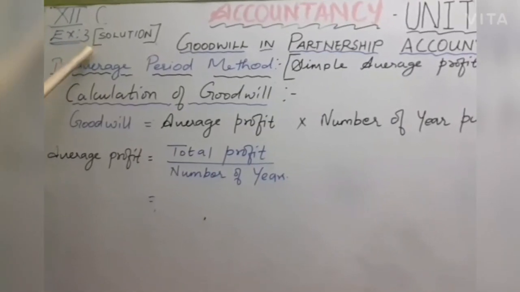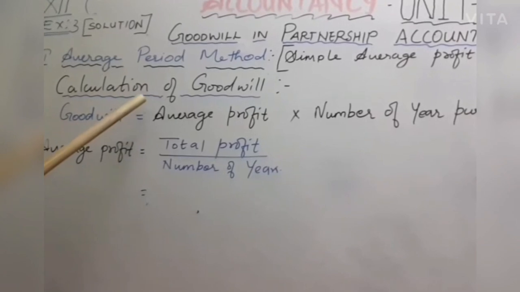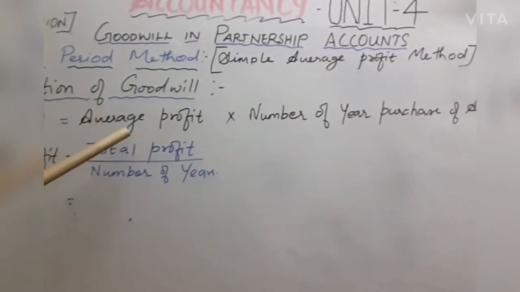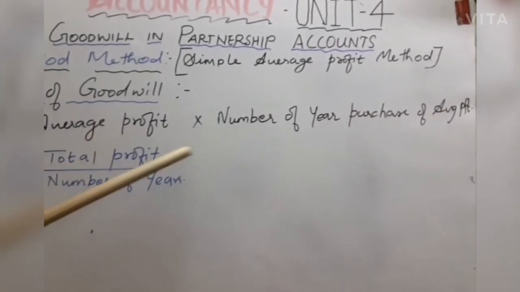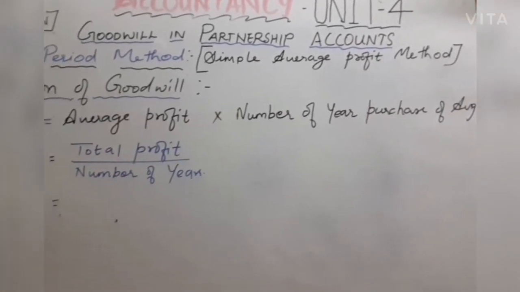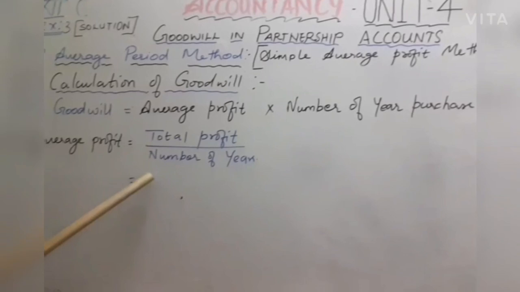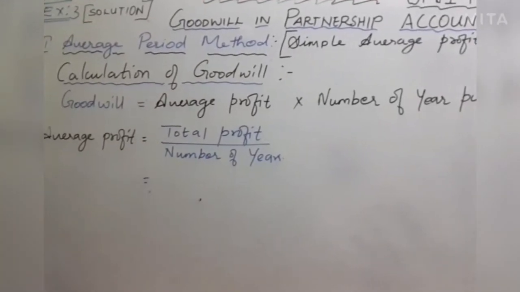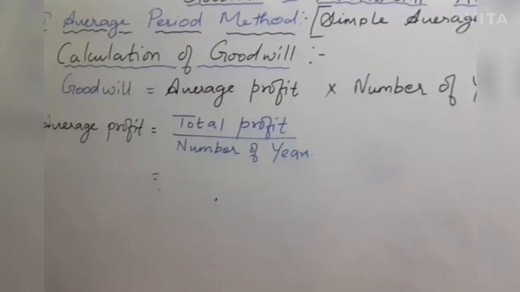Friends, here exercise 3 solution. We are going to calculate goodwill, children. We have written the formula, that is goodwill equals average profit into number of years purchase of average profit. First we want to calculate the average profit, total profit divided by number of years. Now I am going to write the total profit for 4 years.